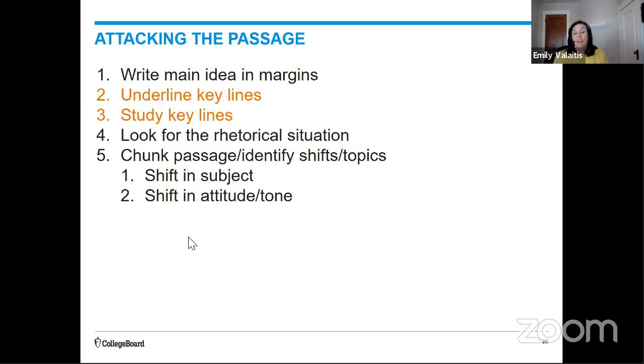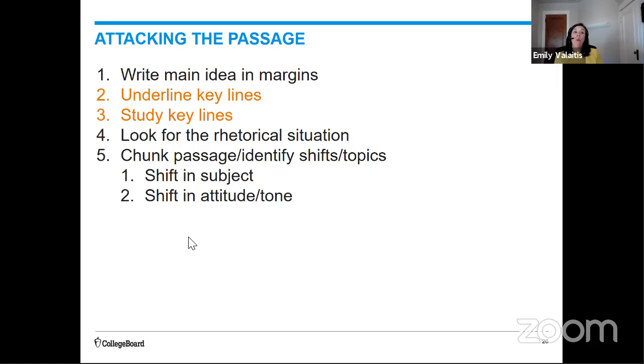The other thing you might want to think about doing is underlining anything that's helping to explain some aspect of the rhetorical situation, like the speaker or the audience, because that too might illuminate a little bit more about the argument. And then from there, studying your key lines. So taking more time to read back through what you've underlined will help shore up your understanding of the text itself. I would recommend, though, that you study a key line from multiple points in the passage itself.